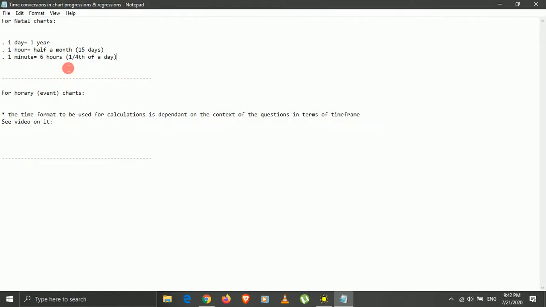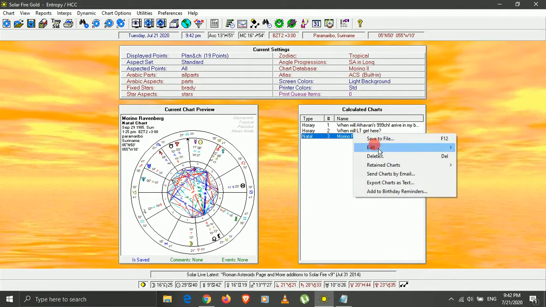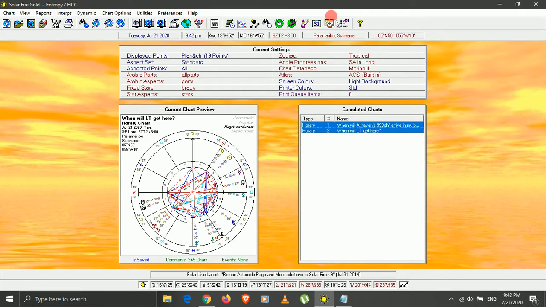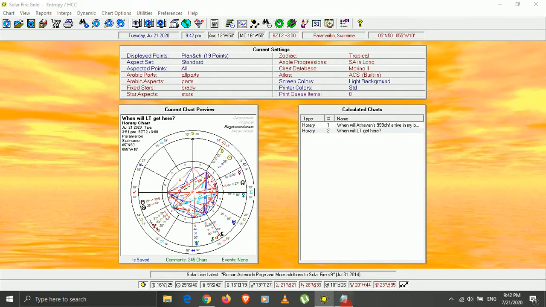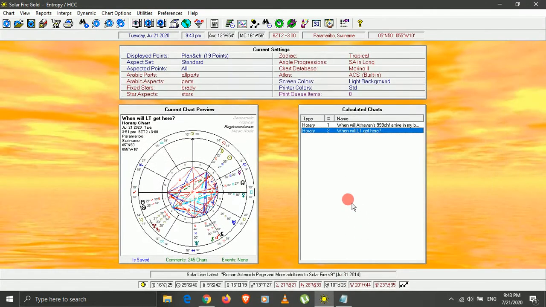That's why this rule applies, okay? A day equals a year. I find it more accurate to this extent. 1 hour equals half a month, so 15 days, and 1 minute equals 6 hours, a quarter of a day. Now I'm going to get to the actual topic at hand, which is time-based or time-specific chart progressions and regressions, and the time conversions or time metrics that one needs to apply.